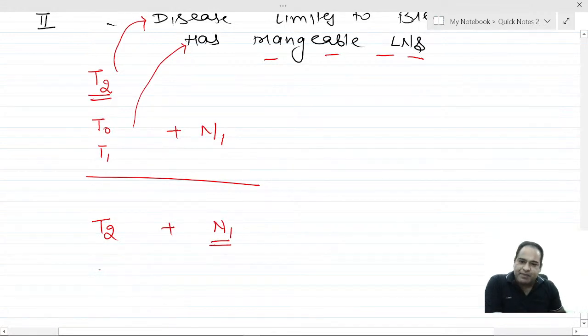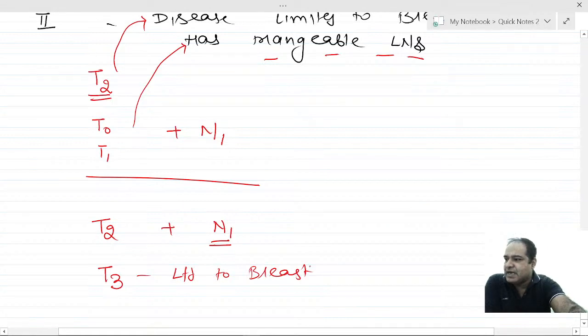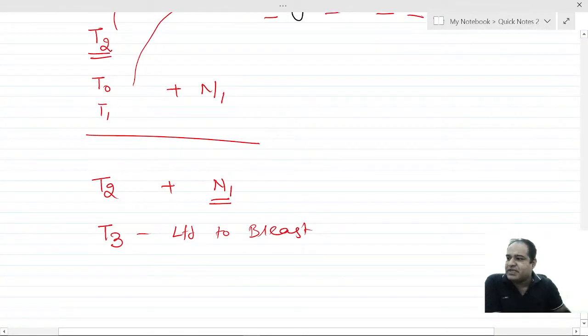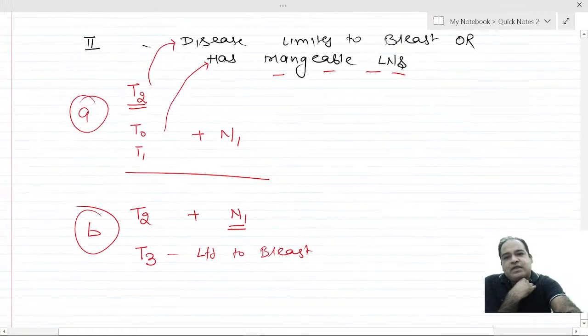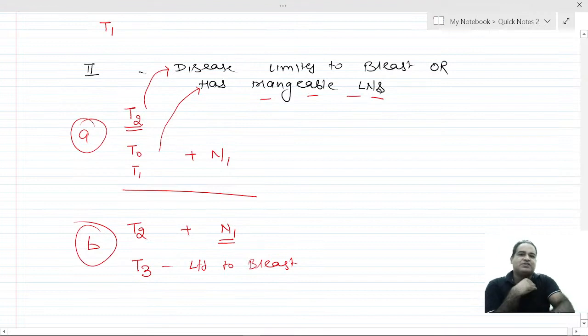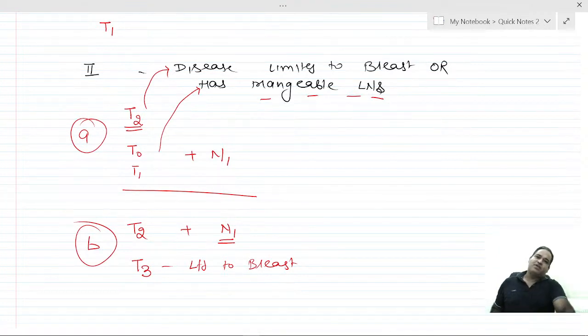T3, again you see the disease is still limited to breast. So we can call this stage A, we can call this stage B. 2A or 2B. Fine. Have a look here because this is the stage which causes confusion.